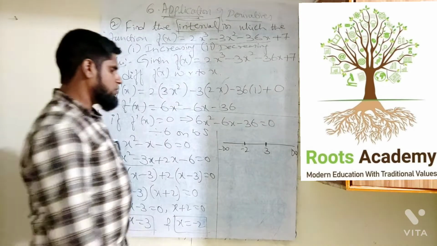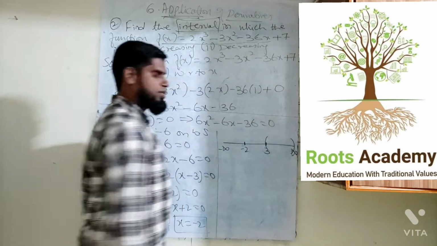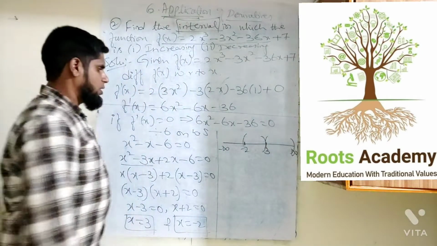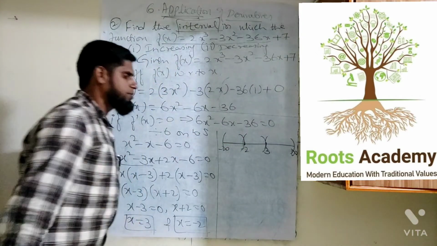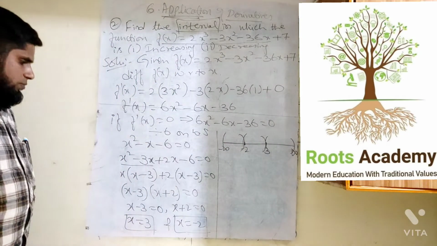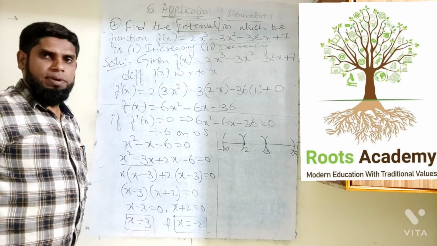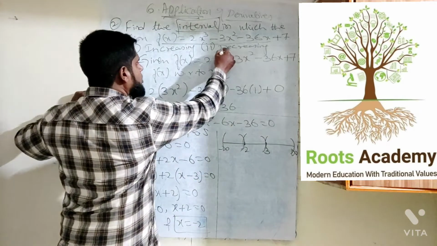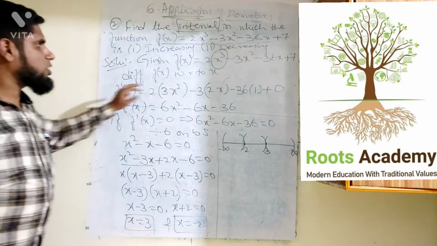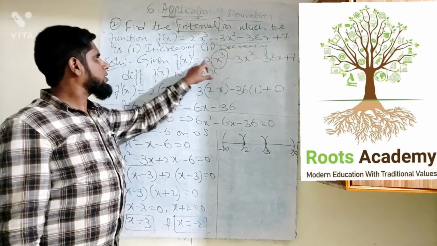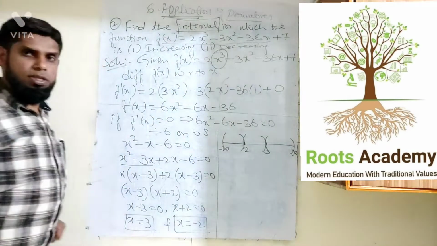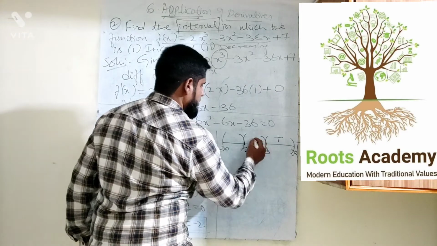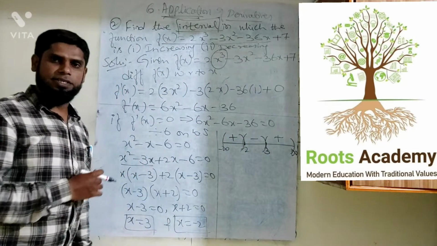So let me draw the intervals now. 3 to infinity is one interval, then minus 2 to 3 is another interval, and the last one is minus infinity to minus 2. So the process remains the same. We should check the sign of the highest power of x. The highest power of x here is cube and its sign is positive plus 2. Then the markings from our right hand side, we should mark plus, minus, plus, alternate signs.